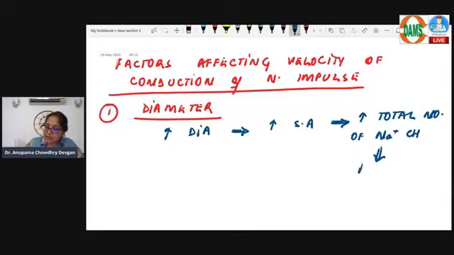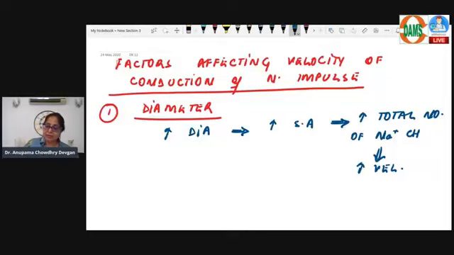And faster will be the velocity. Larger the diameter, larger will be the total surface area. Therefore, the total number of sodium channels will now be higher, and therefore, the faster the velocity. So, the first factor which affects the velocity of conduction is the diameter of the nerve fiber.